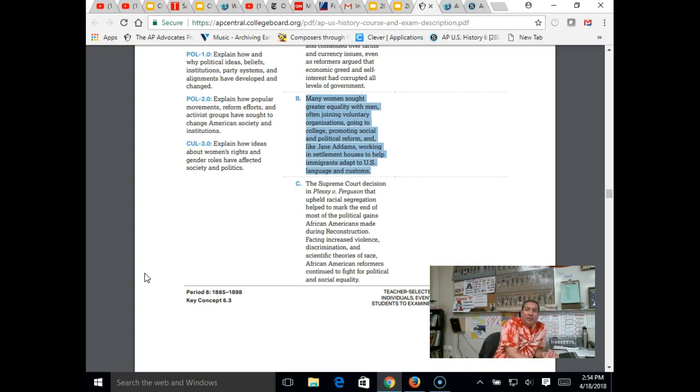You'll also notice that there are immigrants who are involved in this question with settlement houses. You'll want to definitely be able to weave Jane Addams in and her work inside the cities to try to help out people who are in difficult situations.